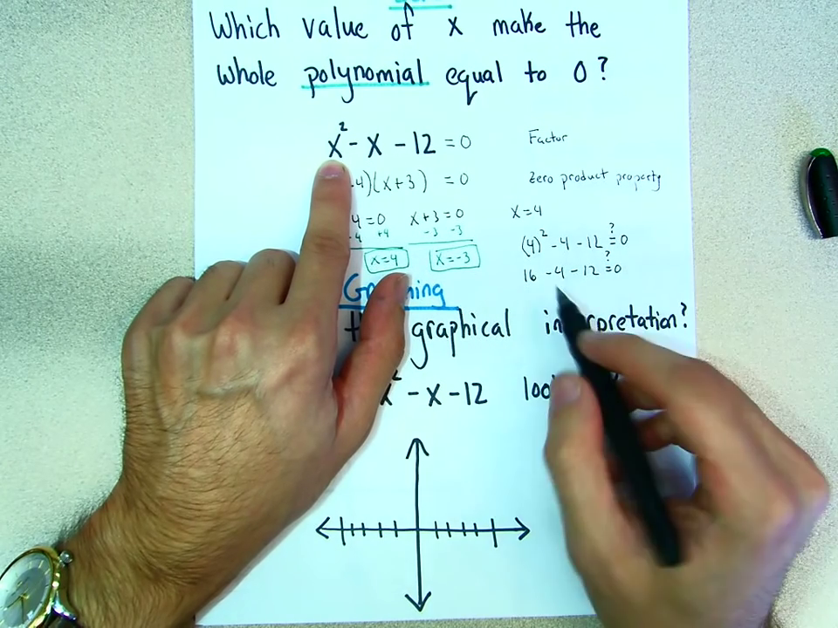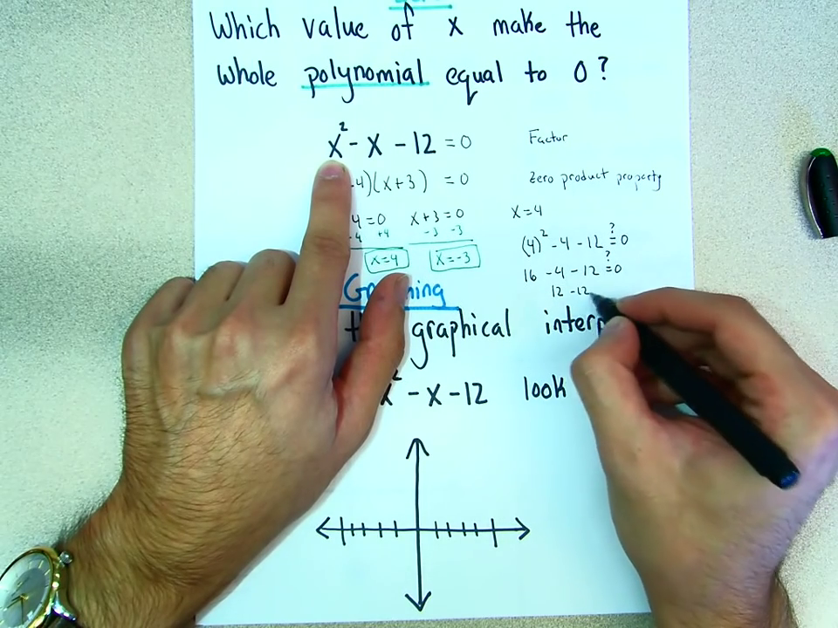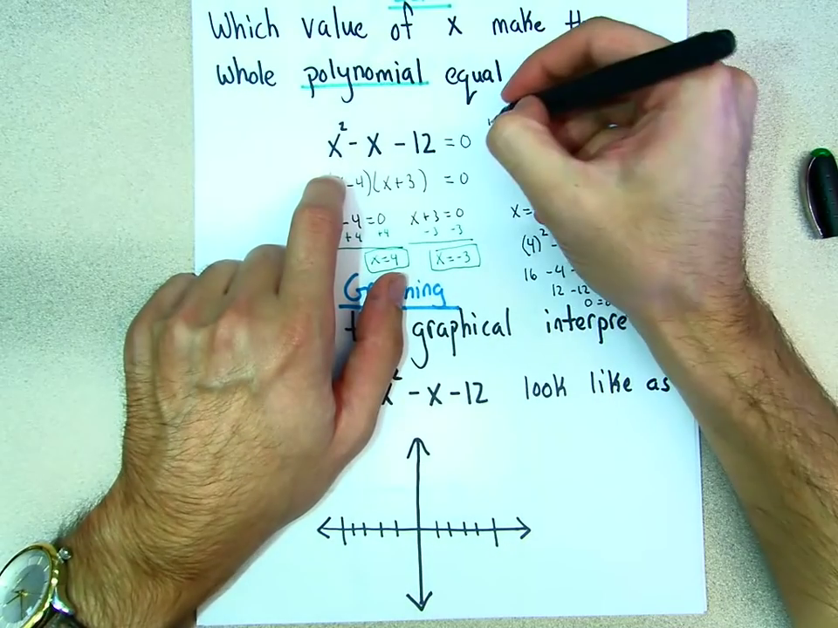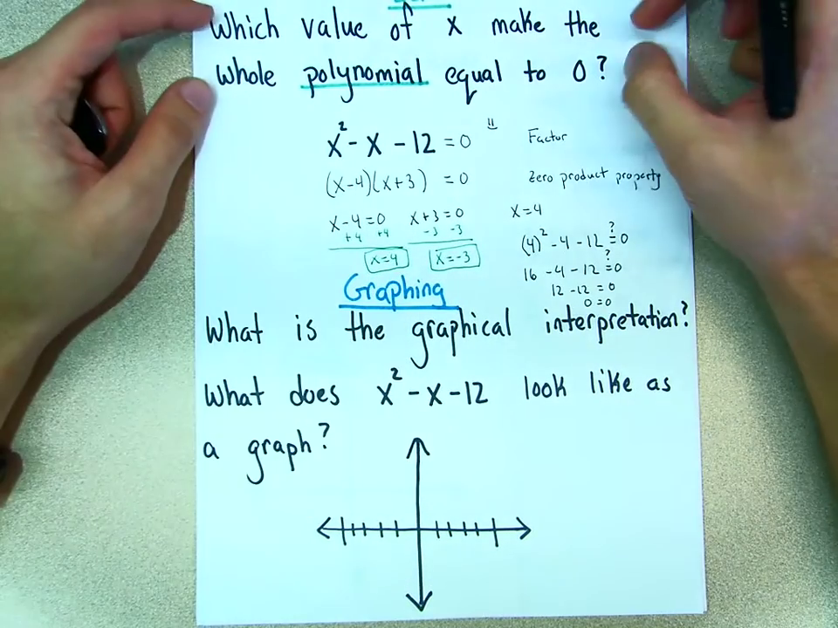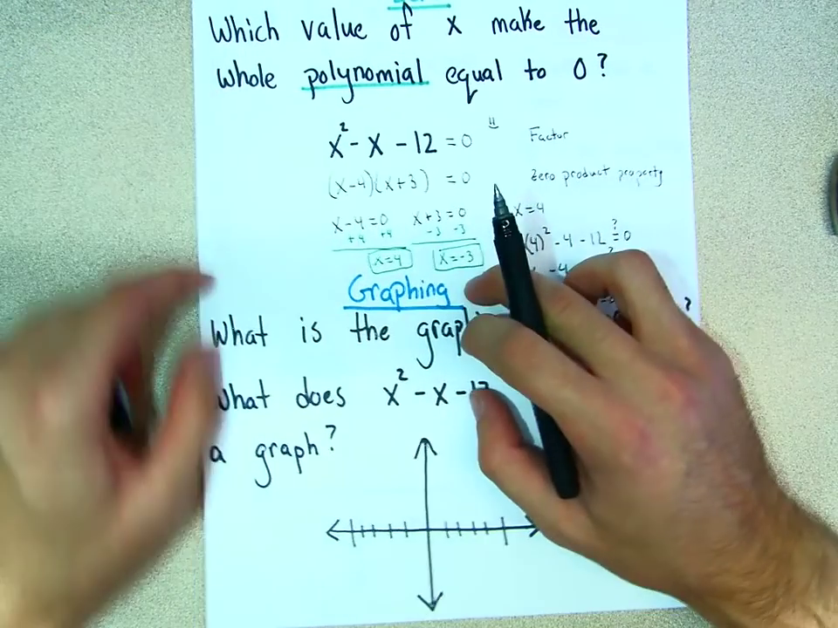Let's just see. Well, what's 16 minus 4? That's 12. 12 minus 12, it does equal 0. So big happy face, right? We answered that essential question. And if you plug it in for -3, it will also work, all right?